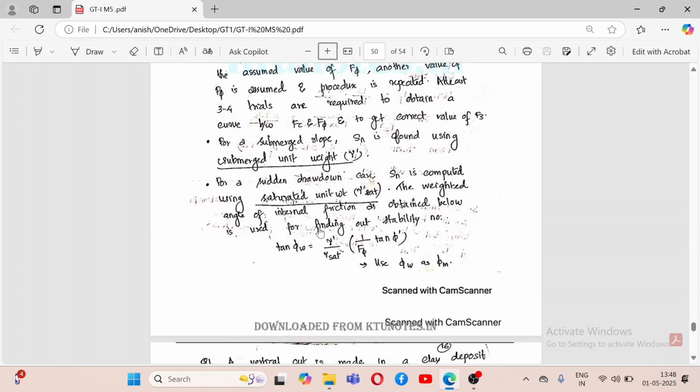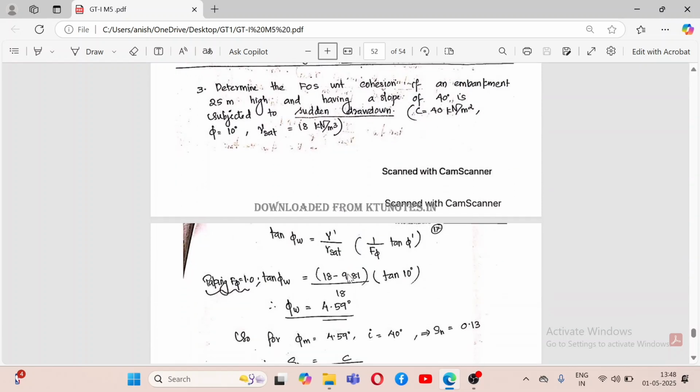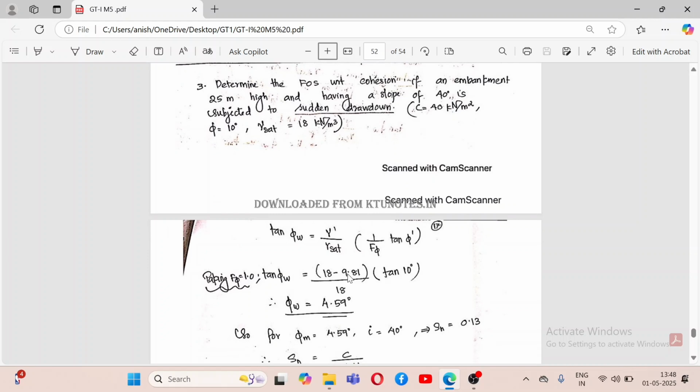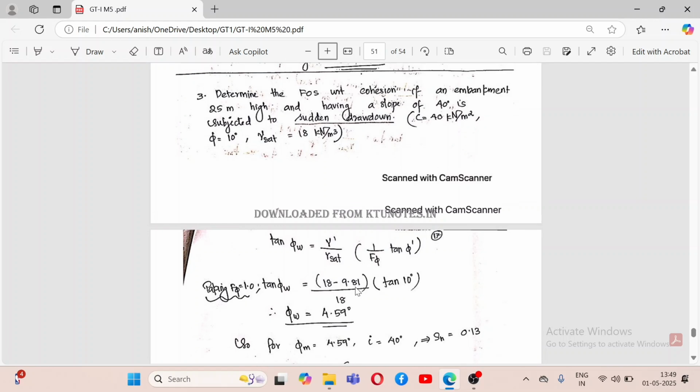For the sudden drawdown case, we have tan phi w is equal to gamma dash divided by gamma sat, multiplied by 1 by Fphi, tan phi dash. So we substitute here. Taking Fphi as 1, tan phi w is equal to 18, gamma sat is given, minus 9.81, multiplied by tan phi, where phi is given as 10 degrees. You get phi w as 4.59.